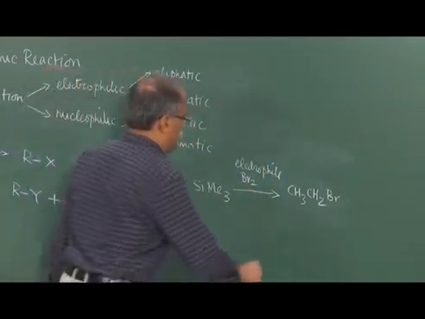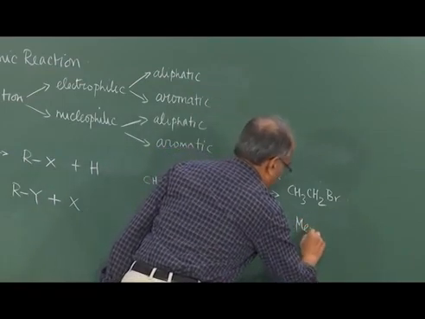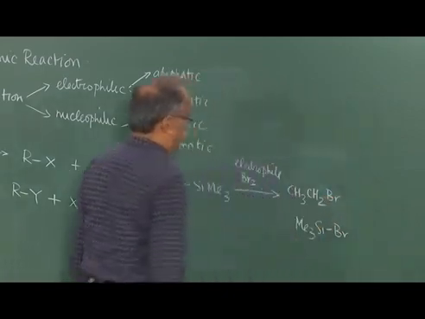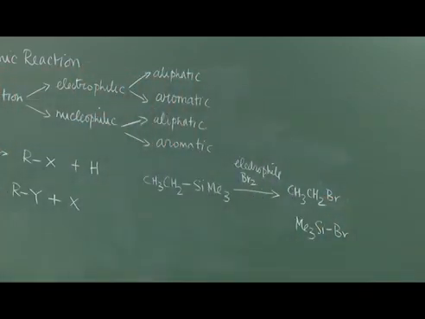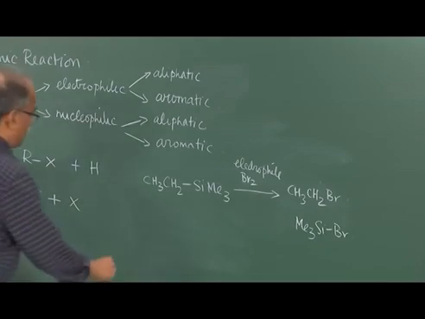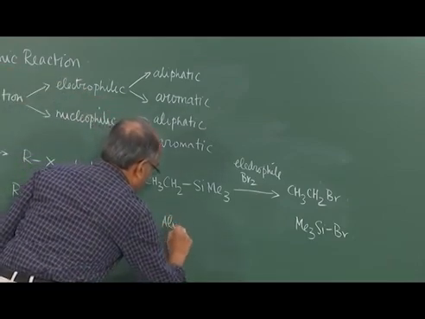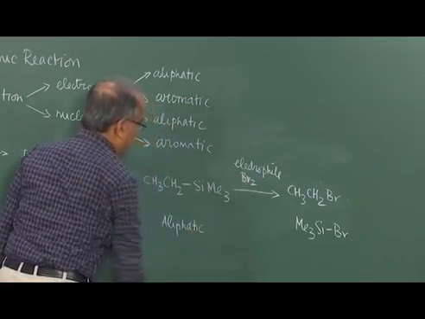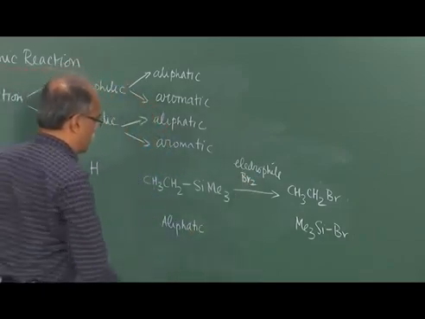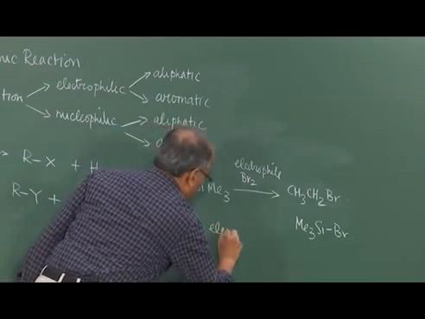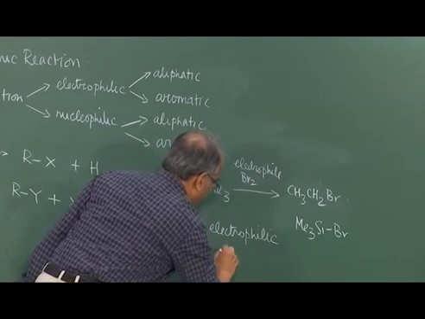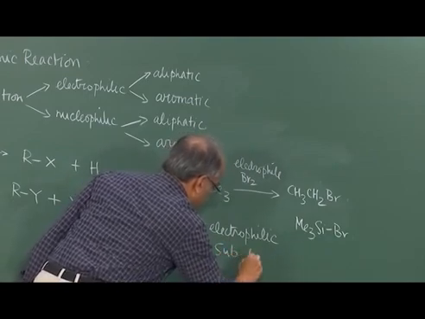It produces two compounds, trimethylsilyl bromide and ethyl bromide. The reaction is essentially an aliphatic reaction. The reagent is an electrophilic reagent, an electron deficient reagent. So, it is an aliphatic electrophilic substitution reaction.